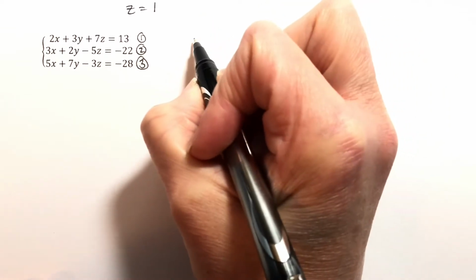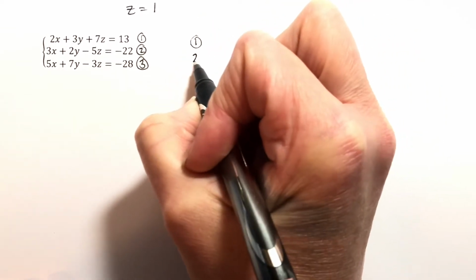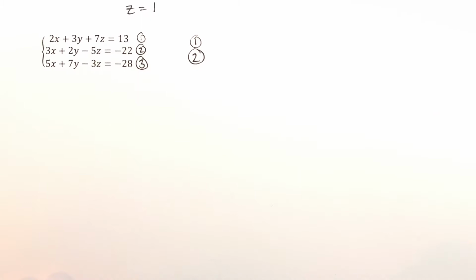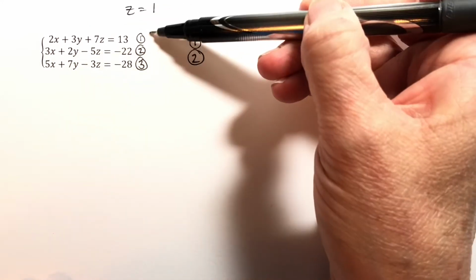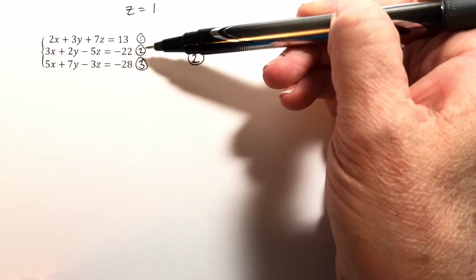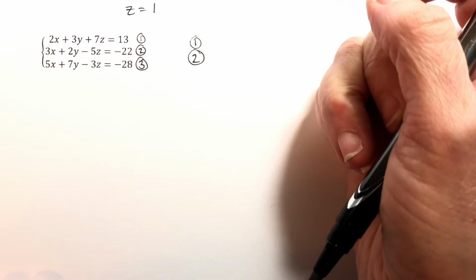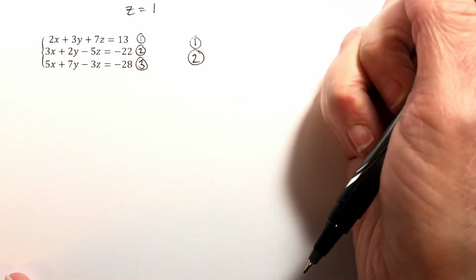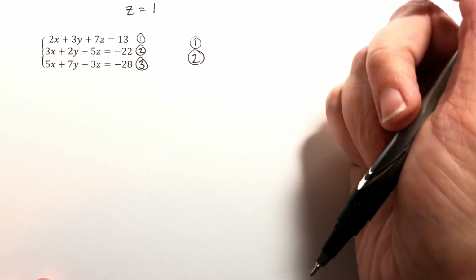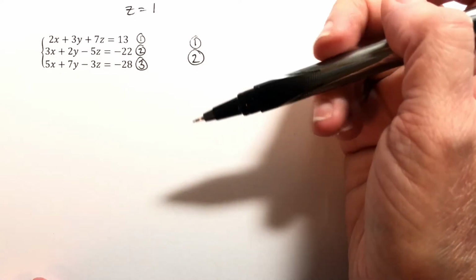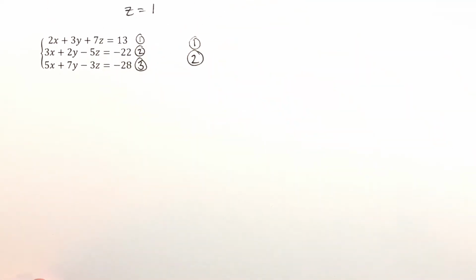And our first step is to take equations 1 and 2 and eliminate a variable. And remember, what we choose to eliminate for 1 and 2, we're also going to need to get rid of on 2 and 3. So be aware. I don't think there's anything particularly nice in this entire system, so I'm going to choose to get rid of x.